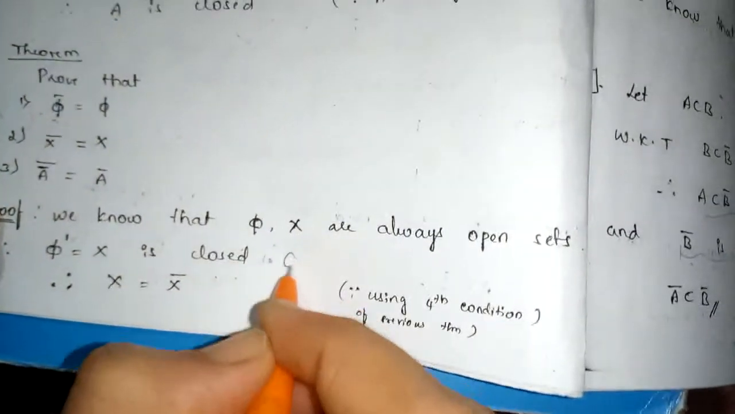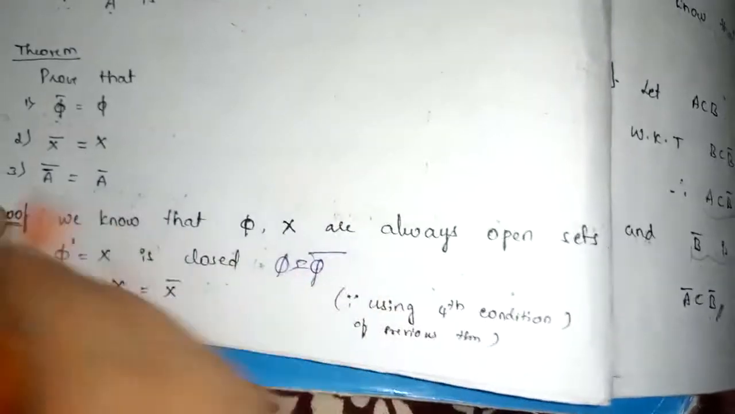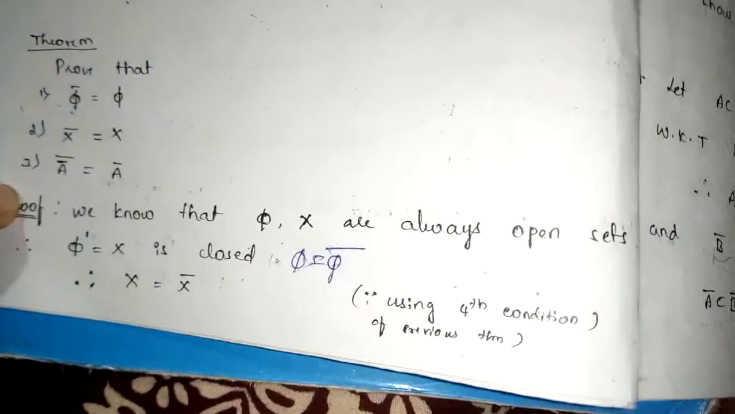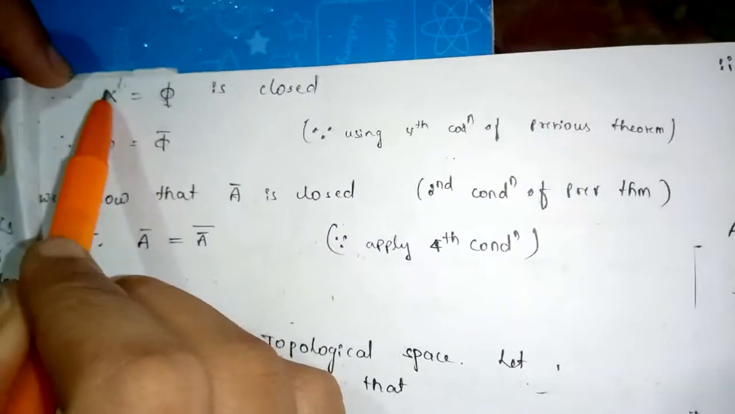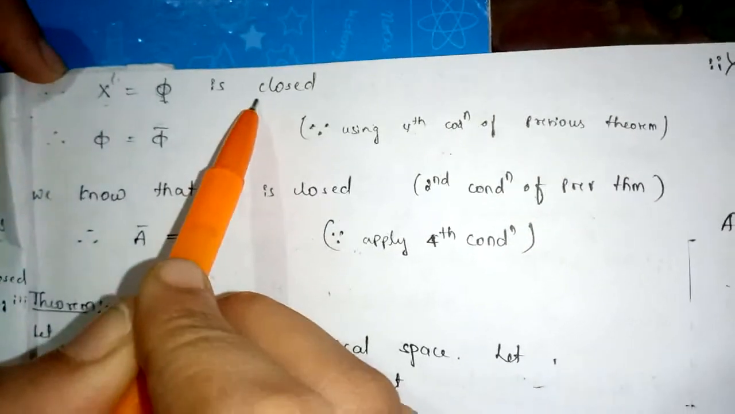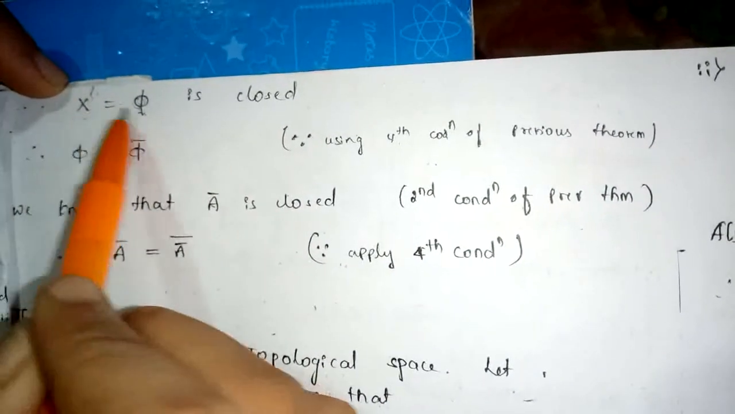If you take the complement of phi, which is equal to X, then X is an open set, so automatically phi is closed. If phi is closed, then phi is equal to phi bar. Therefore, the first one is over: phi bar is equal to phi. Second one is X bar is equal to X. Phi is open, then the complement of phi, which is X, is closed. X complement is equal to phi.